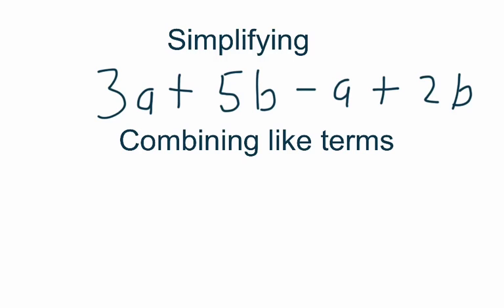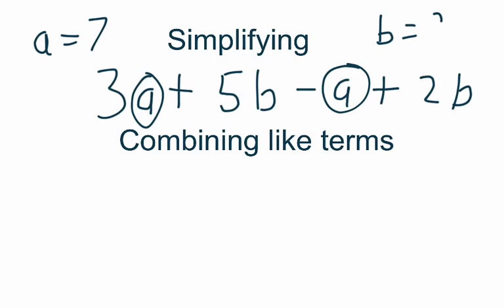Now, what is a like term? Obviously, since this is an A, this is an A and this is an A, they're going to mean the same thing. That's why they are the same variable. This is an A and this is an A. So, later on, if I were to say A equals 7 and B equals 3, then we know that every A that I see is going to be a 7, or every B that I see is going to be a 3.